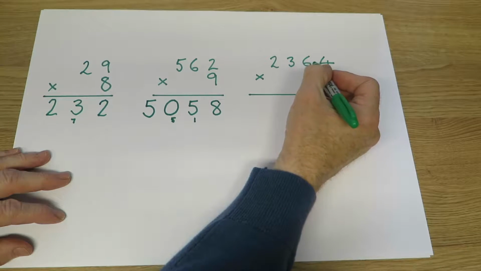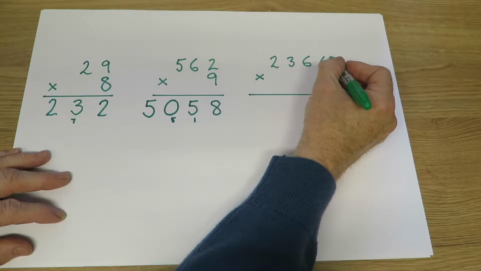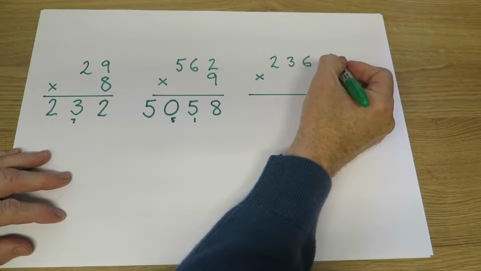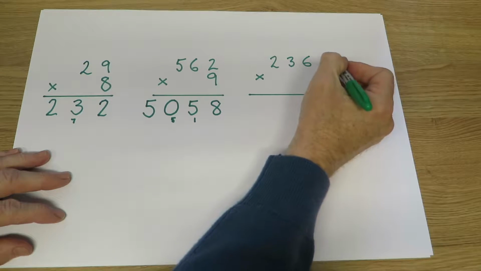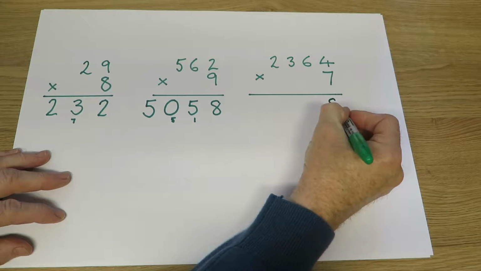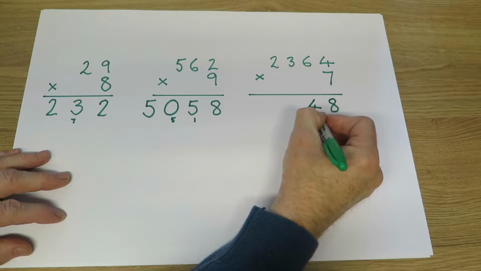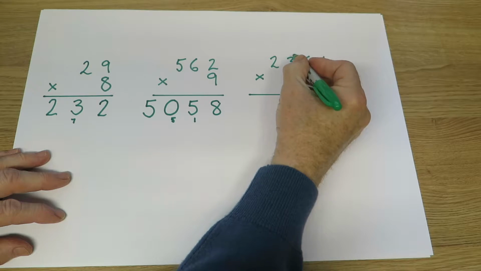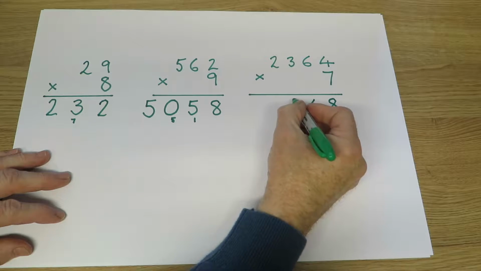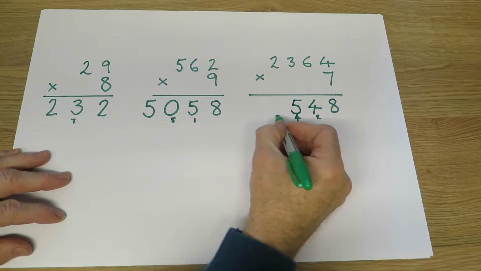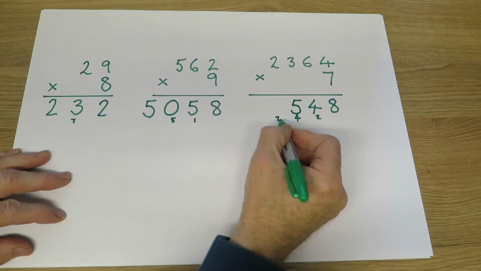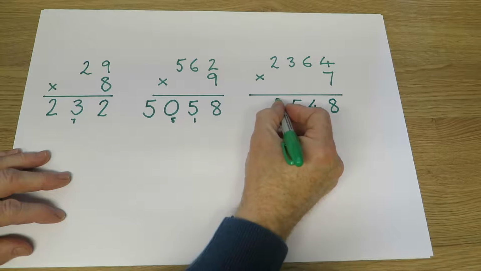5,058. 2,364 times 7, starting with the units. We're working our way along. 4, 6, 3, 2 times 7. 4 times 7, 28. 6 times 7, 42, plus 2 is 44. 3 times 7, 21, plus 4 is 25. 2 times 7 is 14, plus 2 makes 16.